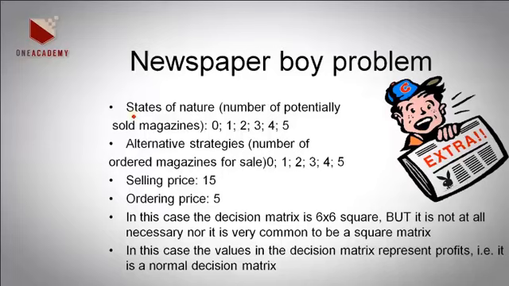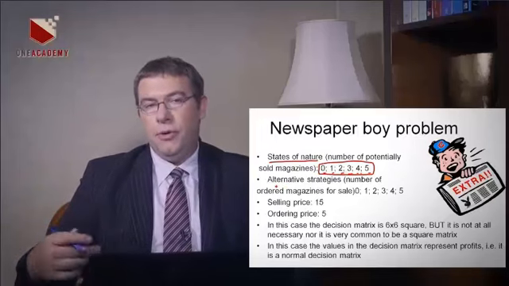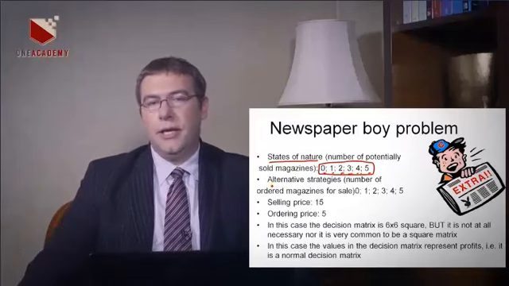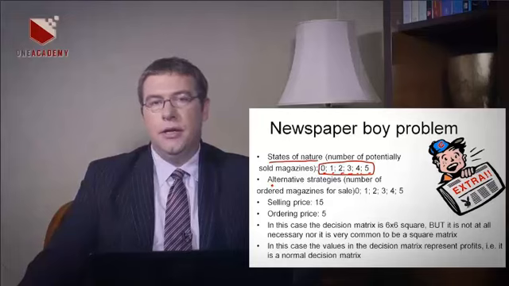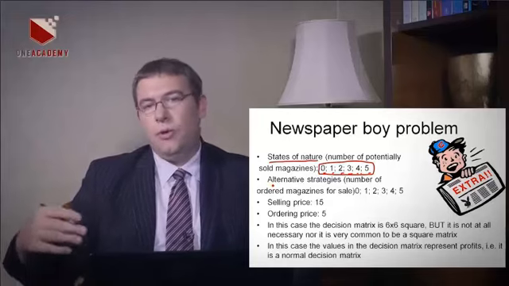So we have states of nature 0 to 5. In this month, we might have no customers come to buy a magazine from us. We might have 1 or 2 or 3 or 4 or 5, but no more than 5. And these are the states of nature. From our point of view, there is no point in buying 6 magazines. We might buy less, but no more than this.